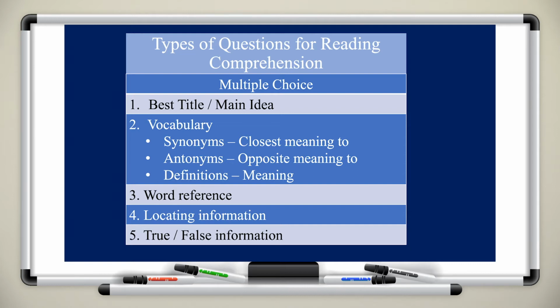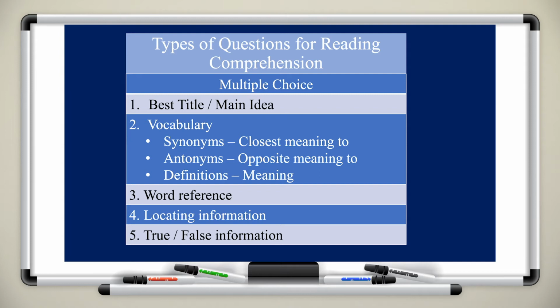Or maybe we have the second question, which is the vocabulary. We have three categories for this question. We have either a synonym or an antonym and definition or meanings. So the synonym means the closest meaning to that word. Antonym is the opposite meaning to that word, so the exact opposite. And the definition, of course, is the exact meaning of that word. So they will ask you about these three.